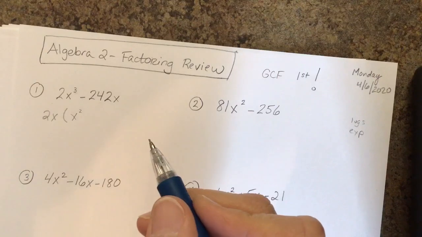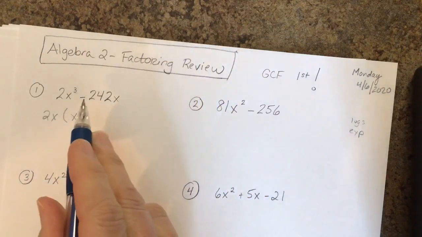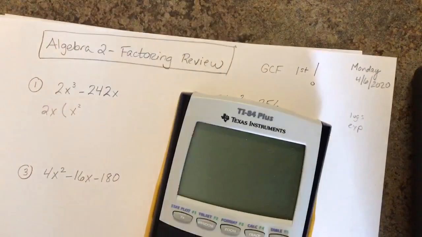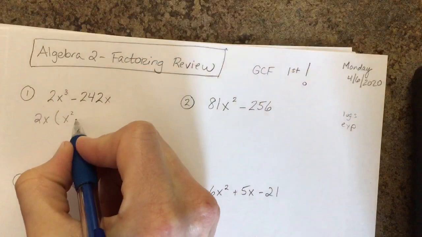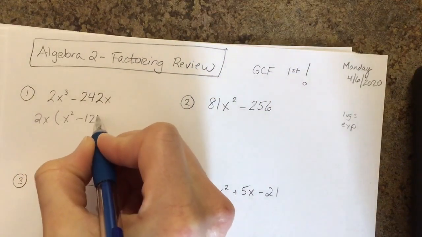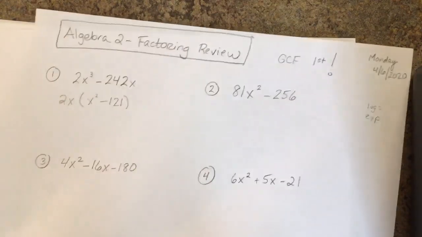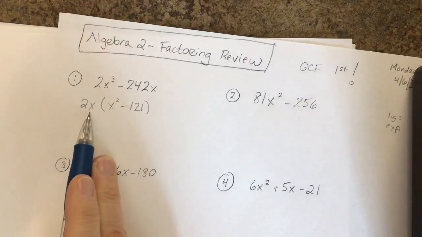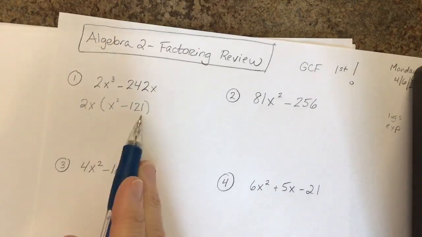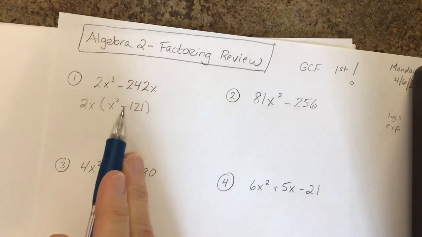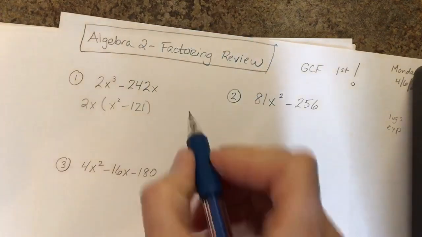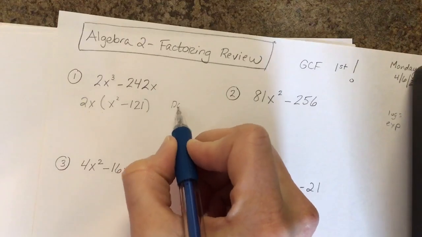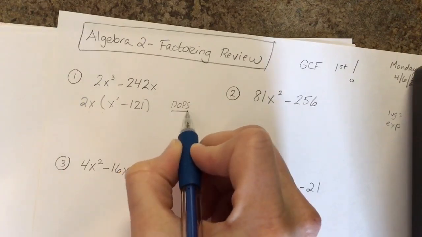Now, what is 242 divided by 2? Let's divide it. 242 divided by 2 is 121. So minus 121. So we took out a GCF of 2x. Then I look at what's left. If it's two terms, and there's a minus, and you have perfect squares, this could be, and it is, a difference of perfect squares, DOPS.